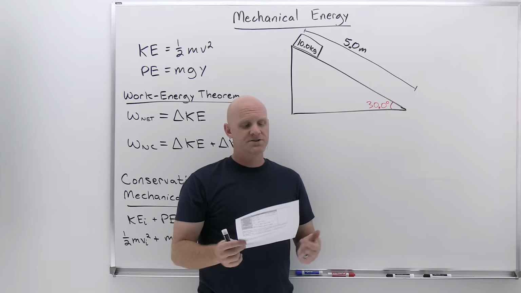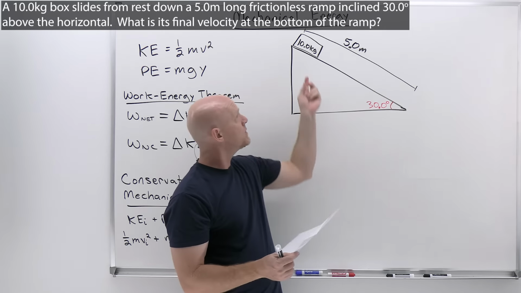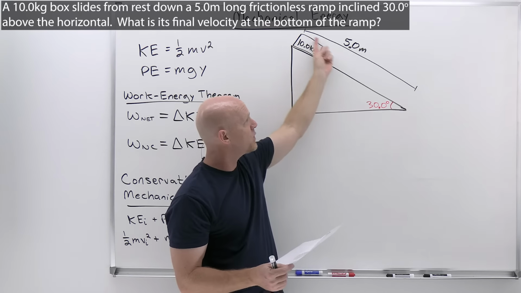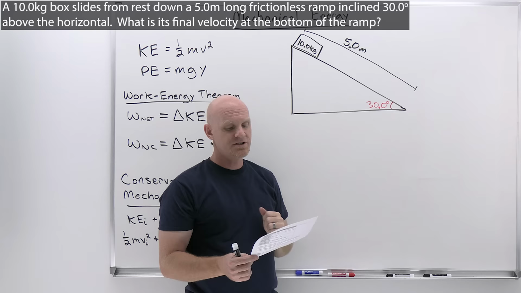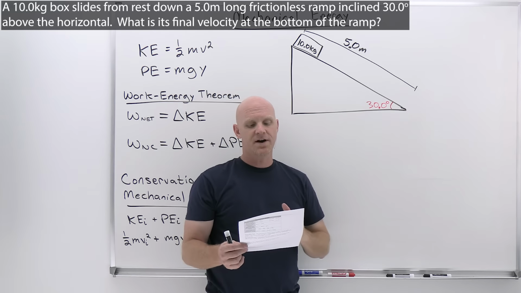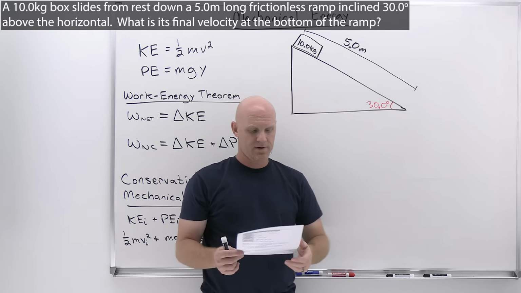All right, so the next question says, a 10.0 kilogram box slides from rest down a 5.0 meter long frictionless ramp inclined 30 degrees above the horizontal. What is its final velocity at the bottom of the ramp?